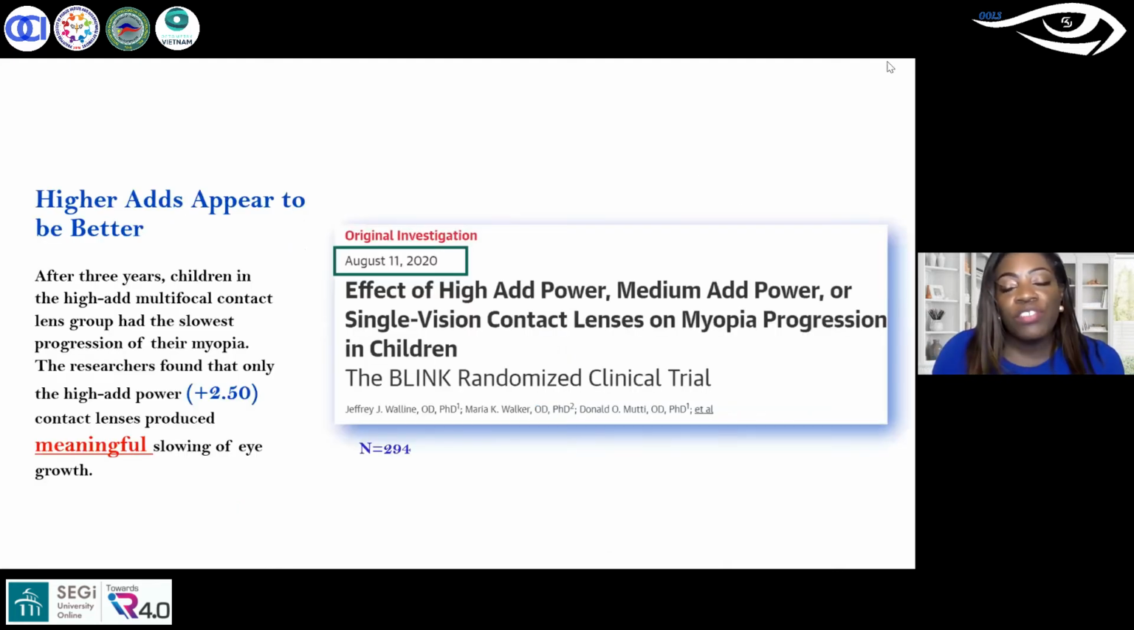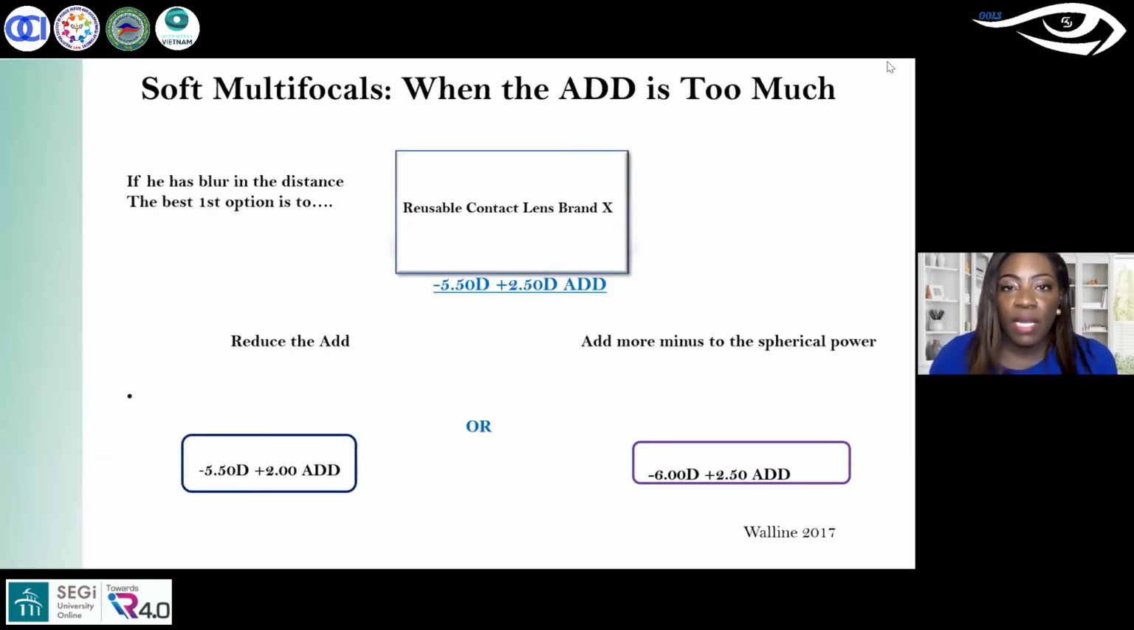And the latest research in the BLINK study definitely demonstrated that, with Jeff Walline, showing that the highest add was most effective, and the high add was the only power found to cause a meaningful slowing of eye growth. So you want to start with the highest add and see if they can tolerate that.